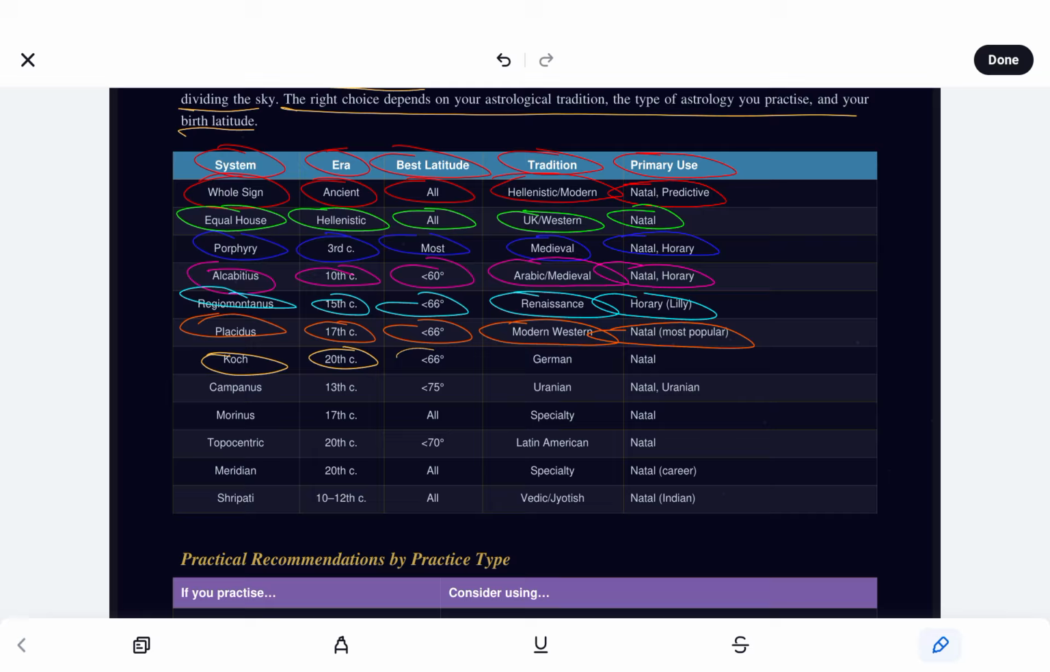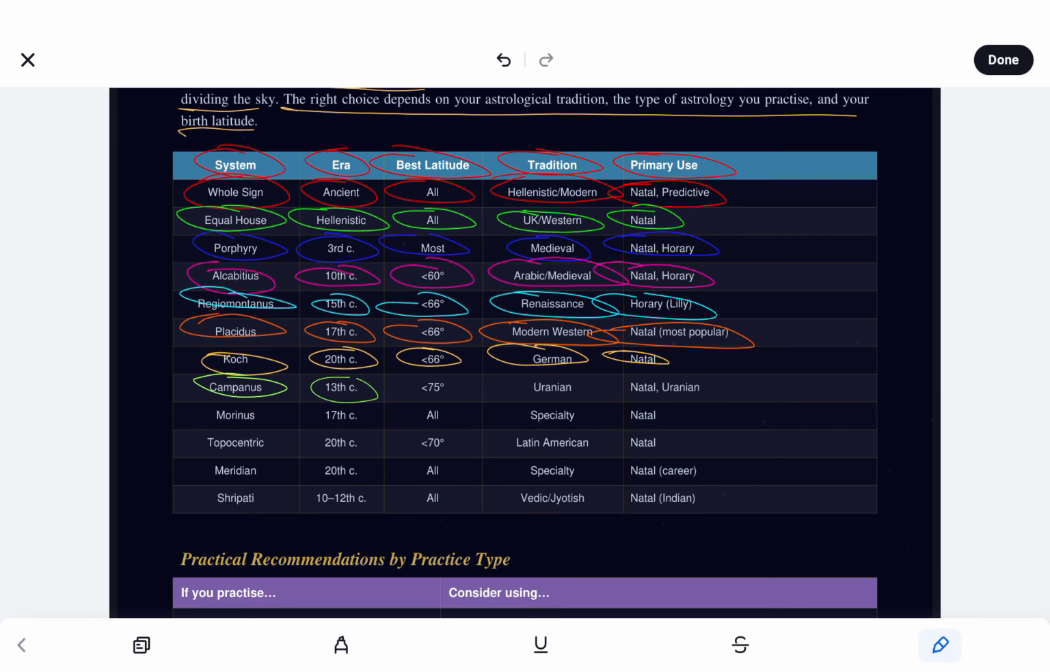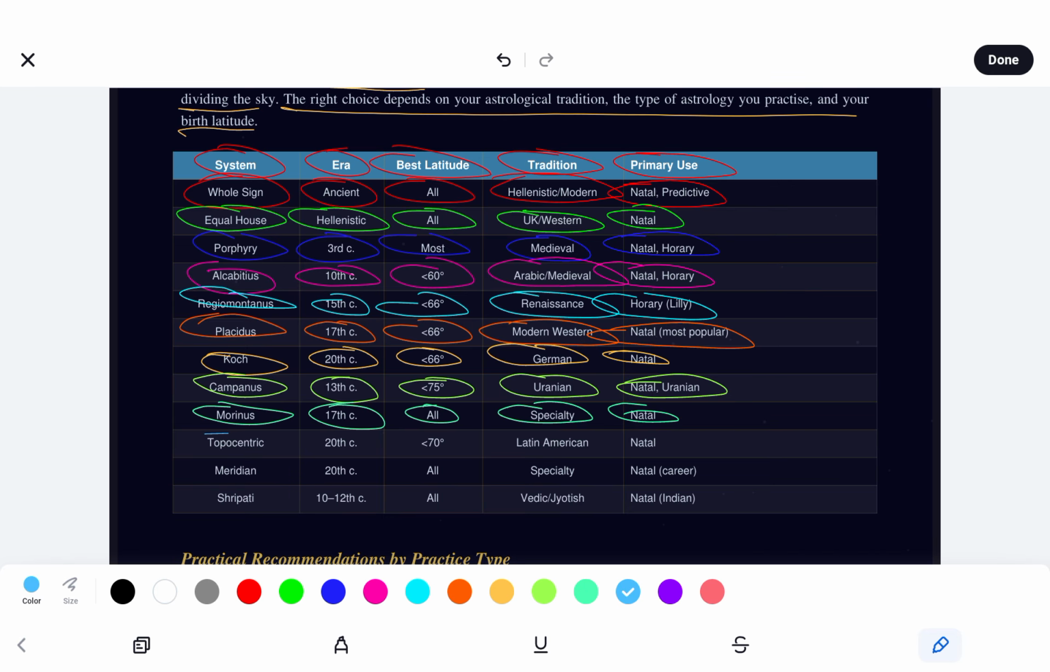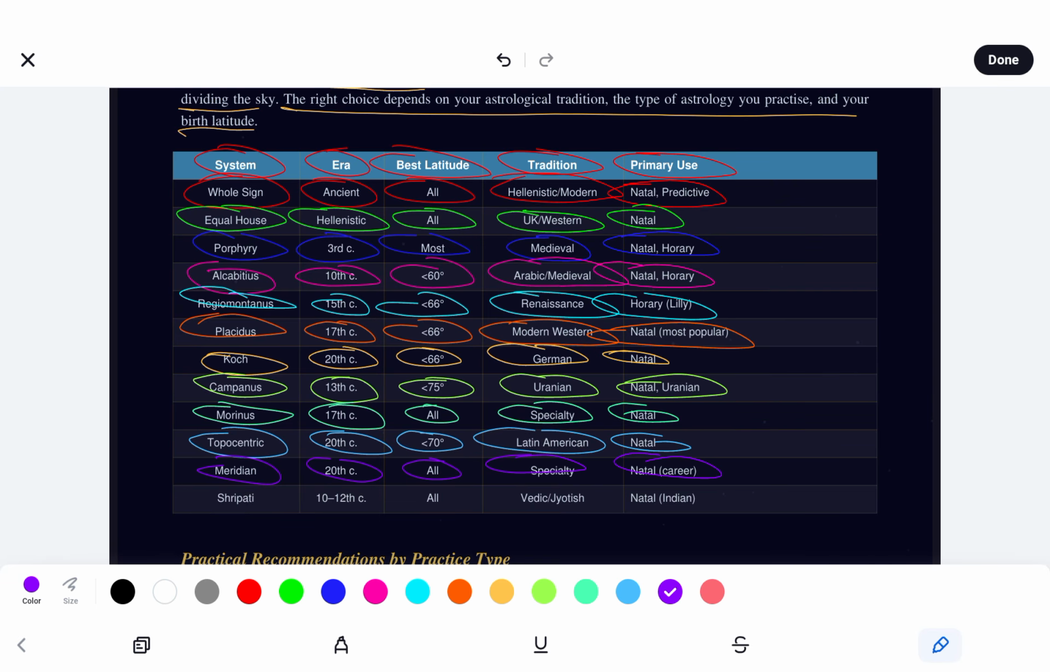Koch, 20th century, less than 66 degrees, German, natal. Campanus, 13th century, less than 75 degrees, Uranian, natal Uranian. Morinus, 17th century, all, specialty, natal. Topocentric, 20th century, less than 70 degrees, Latin American, natal. Meridian, 20th century, all, specialty, natal career. And Sripati, 10th through 12th century, all, Vedic Jyotish, natal Indian. Alright.